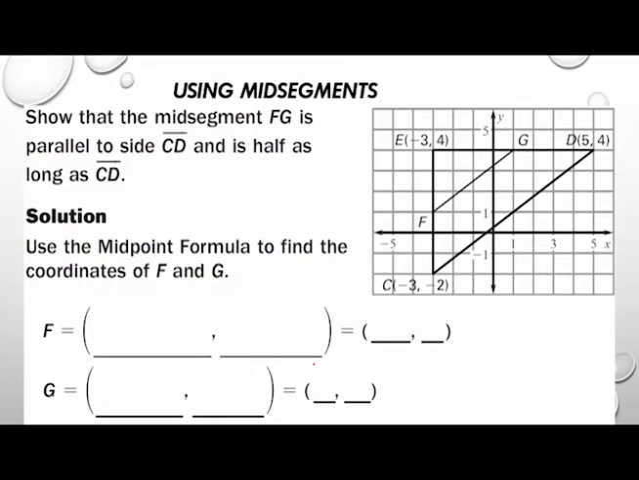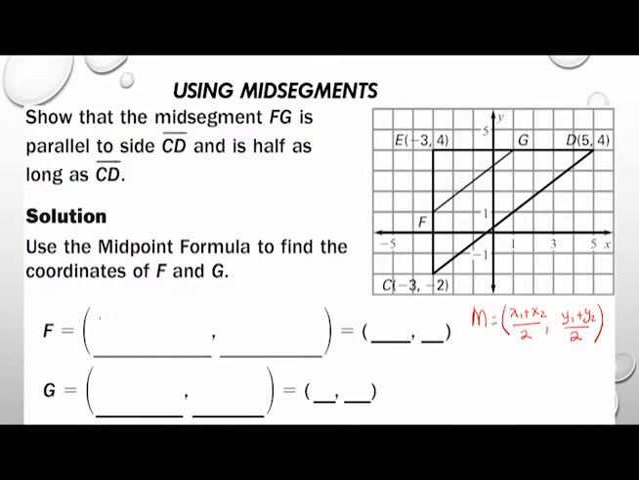Let's look at our first example using midsegments. We start by finding what our midpoints are for line EC and ED. Graphically, we can just see where the points are. However, I'm going to prove it algebraically. So I'm using the midpoint formula, the capital M, where it's x1 plus x2 divided by 2, and y1 plus y2 divided by 2. I'm going to plug it in to find my midpoint for line EC and also for line ED.